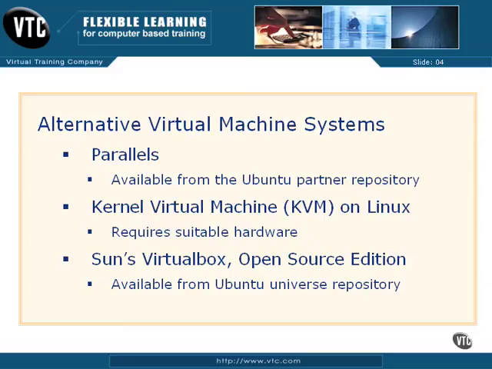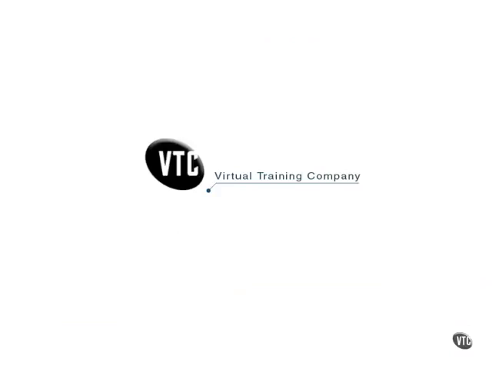KVM. That's the kernel-based virtual machine on Linux, which is available to you if you have hardware which supports full virtualization. Sun also has an alternative called VirtualBox, and their open source edition is available from the Ubuntu Universe repository. You'll find that it's functionally similar to VMware Server. Thanks, and on to the main tutorials.